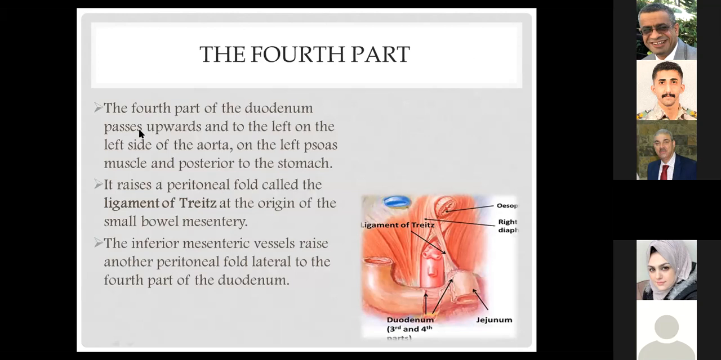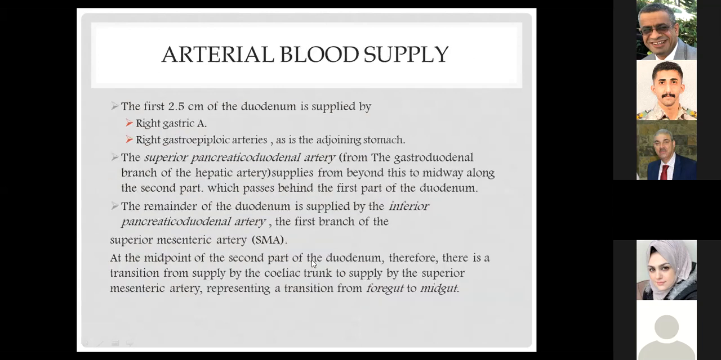The fourth part of the duodenum passes upward and to the left side of the aorta, on the left psoas muscle. It raises a peritoneal fold called the ligament of Treitz. This is the ligament of Treitz. At the origin of the small bowel mesentery, the inferior mesenteric vessels raise another peritoneal fold lateral to the fourth part of the duodenum.